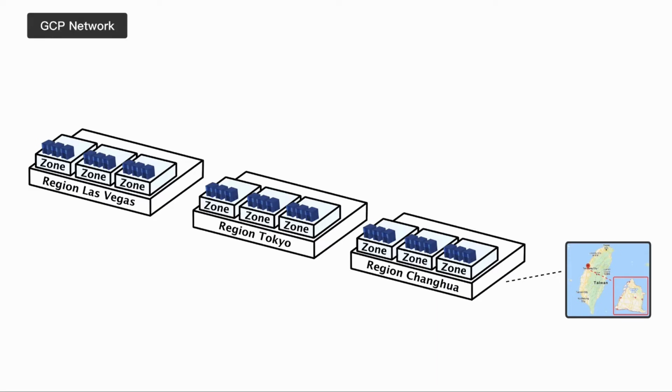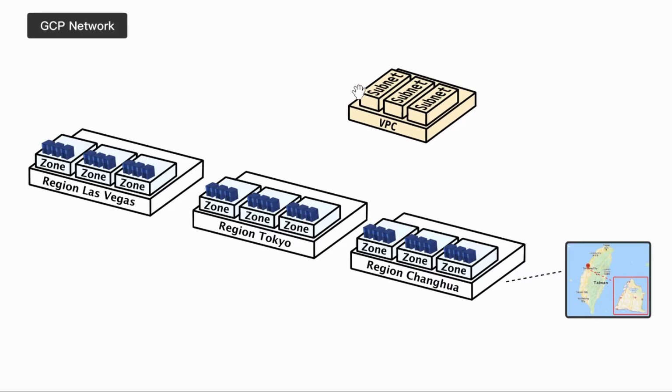Now let's turn our attention to VPC. GCP VPC is a virtual network space. It helps us to organize all network-related stuff. One VPC can have multiple subnets. A subnet is just a smaller scale network space, and one subnet can be mapped to one region.